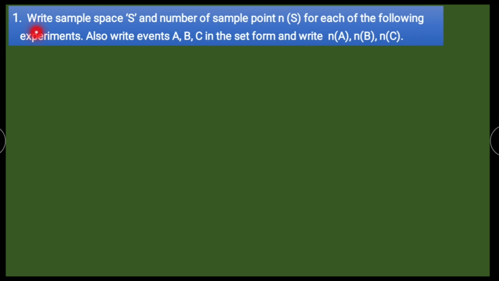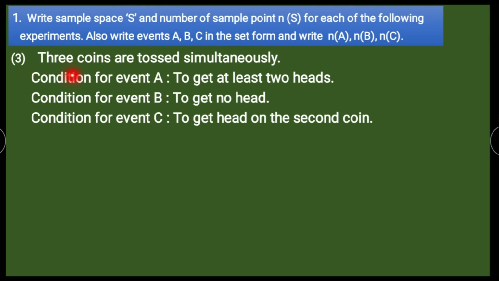Then question number 1, sub question third. 3 coins are tossed simultaneously. So we have to write the sample space for 3 coins, and the events are: condition for event A is to get at least 2 heads. Condition for event B is to get no head. Condition for event C is to get head on the second coin.